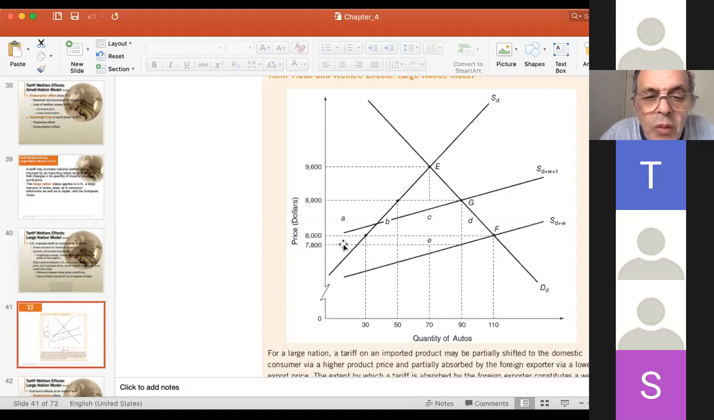Consumer was paying $8,000 before. Now the consumer is paying $8,800. So the consumer is paying $800 in tariff. So the tariff is divided between them. So you can see from here, 7,800 to 8,800, the difference is 1,000, correct? Which is the tariff. So the consumer is paying all of this, and the producer is paying just this much.